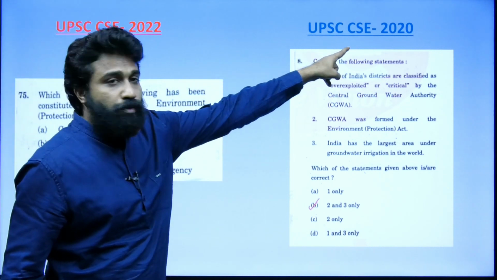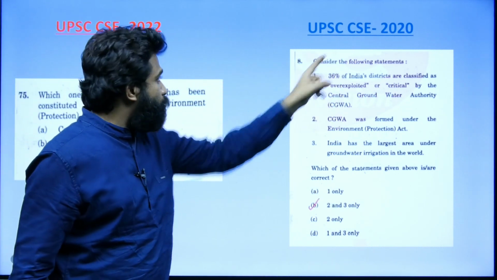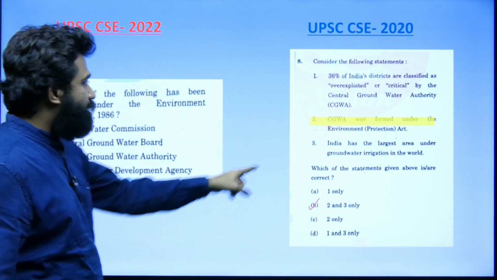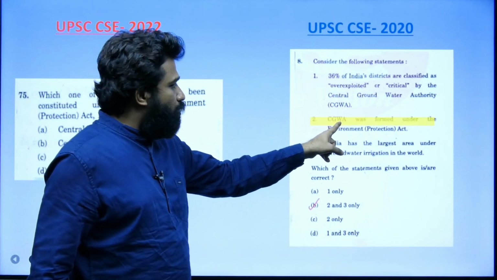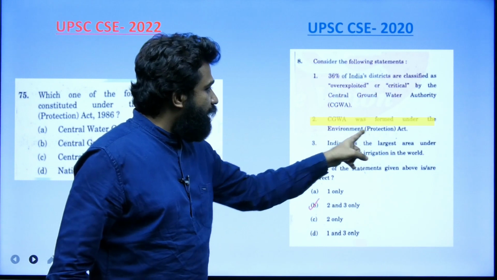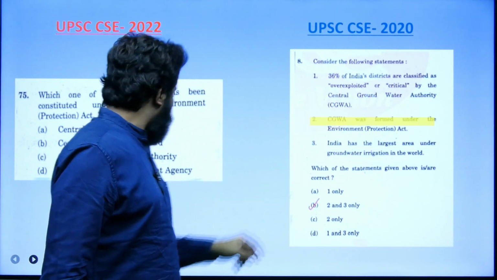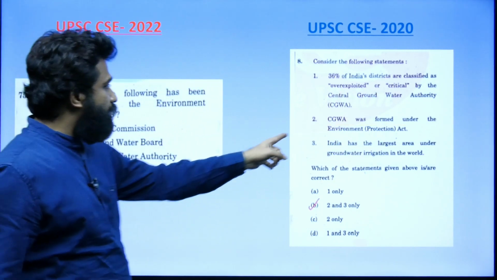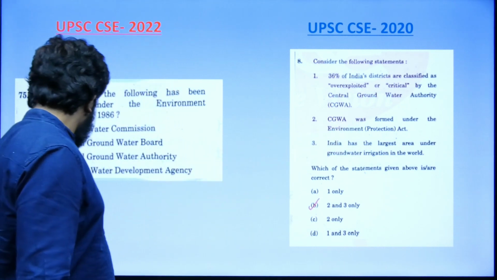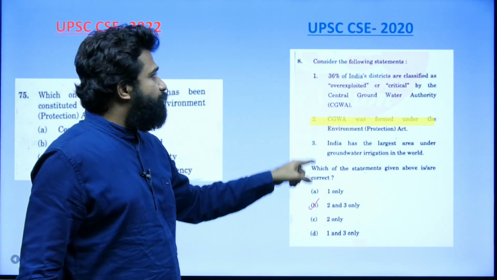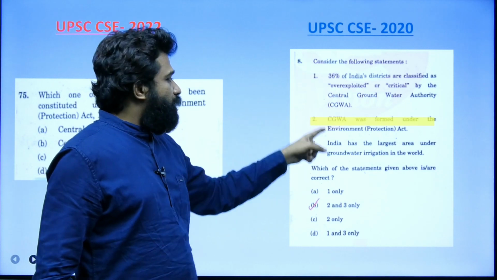This is a 2020 UPSC preliminary exam question. I am showing you again and again. This is: the Central Groundwater Authority was formed under the Environmental Protection Act. I have highlighted this with the yellow mark. This is the Central Groundwater Authority. This is the second statement, which is part of the question. This is a 2020 question, right?